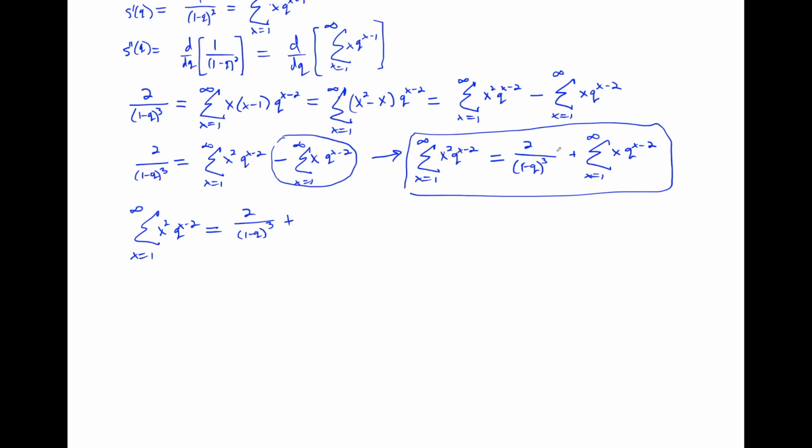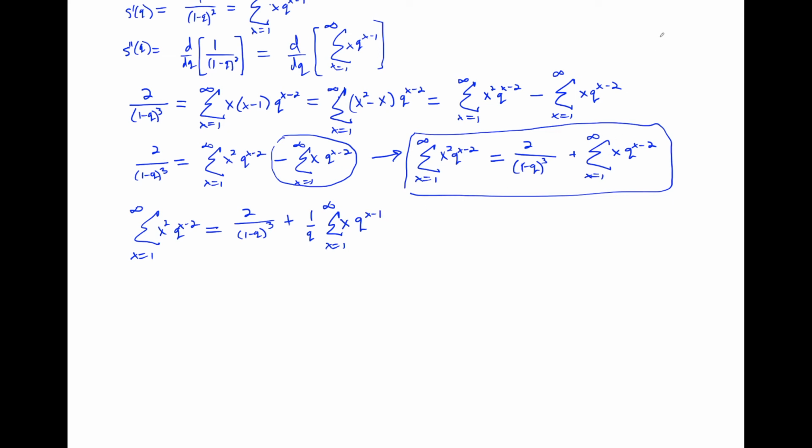see this, we want to make use of what we had when we took the first derivative. But we have a problem here. This q has an x minus 2 power. We want to make an x minus 1 power. So how we're going to do that is we're going to pull out a factor of q. So we're going to write 1 over q times that sum, x goes from 1 to infinity, of x times q to the x minus 1 power.